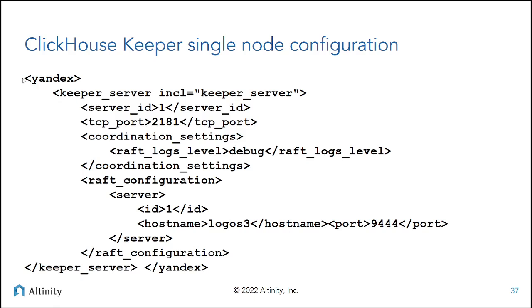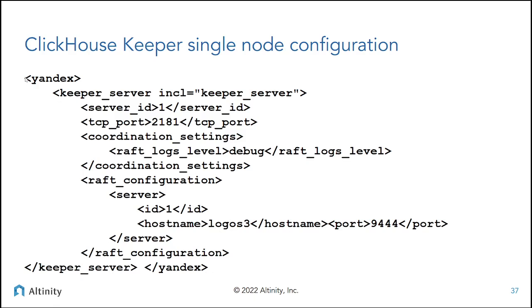So ClickHouse Keeper has configuration just like Zookeeper. It's typically stored under this keeper_server tag, and you have things like your server ID, your port, and some coordination settings, like the log level, which is a very simple one, and then the raft configuration. You can see this is stuff for Raft, the consensus protocol. In this case, we just have one server, and here it is. This was actually set up not on a laptop but on a machine running in my closet. So that's it.